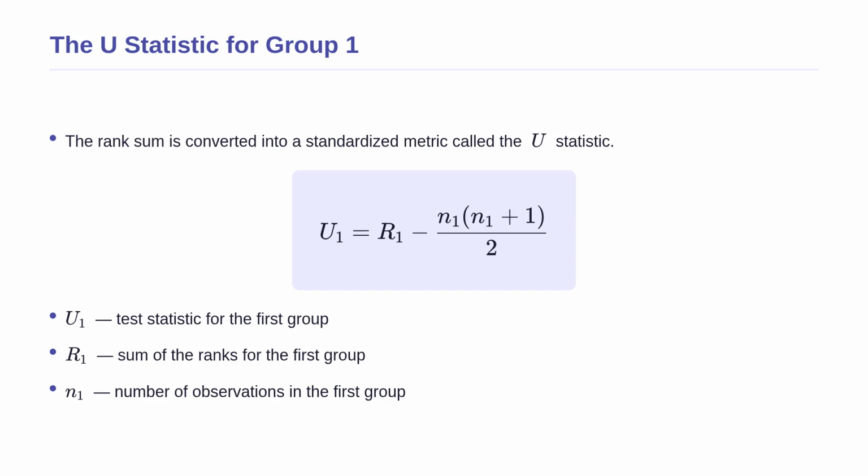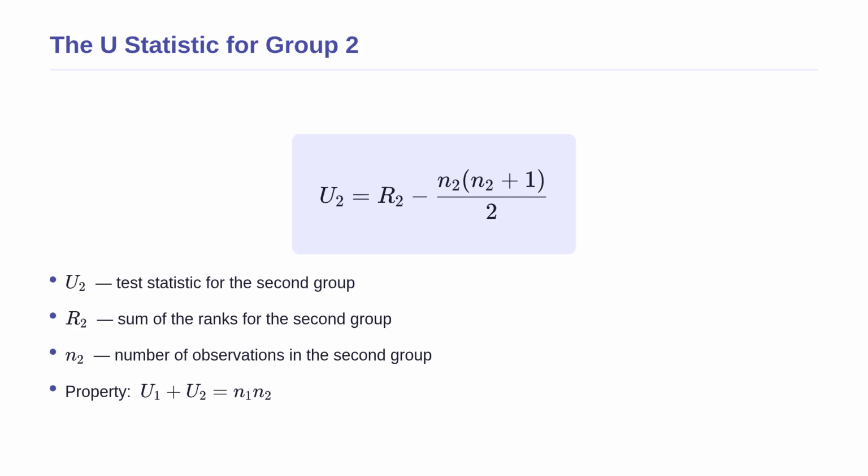The raw rank sum is hard to interpret because it depends heavily on the sample size. To fix this, we convert it into a standardized metric called the U statistic. The formula for the first group is U1 equals R1 minus the fraction N1 times (N1 plus 1) over 2. The fraction calculates the absolute minimum possible rank sum if all observations in the first group were the smallest values. By subtracting this minimum, U1 tells us exactly how many times an observation from the first group was strictly greater than one from the second group.